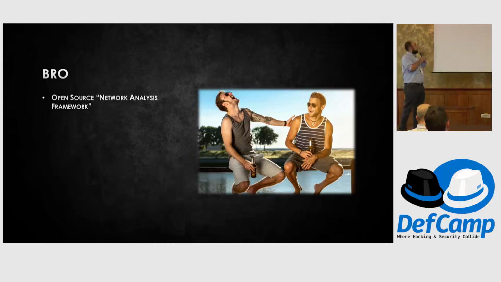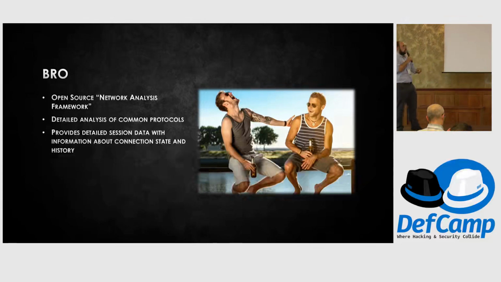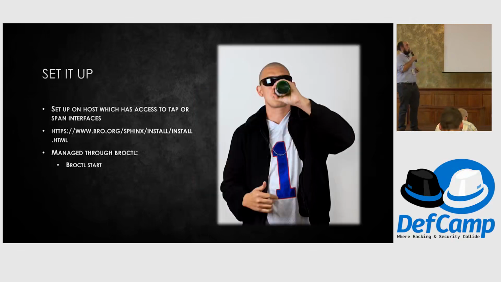Again, Bro is also open source, and it's a network analysis framework. Bro is also detailed in analyzing the protocols, and it's highly customizable like all the others. The reason why you use it in conjunction with Suricata is because it provides this kind of history and connection state, which allows us, and as Bryson is going to show further, to see if we have data exfiltration for the IOCs that we are analyzing. In order to set it up, grab a beer, and again, look through the documentation, because it's that easy to set everything up.